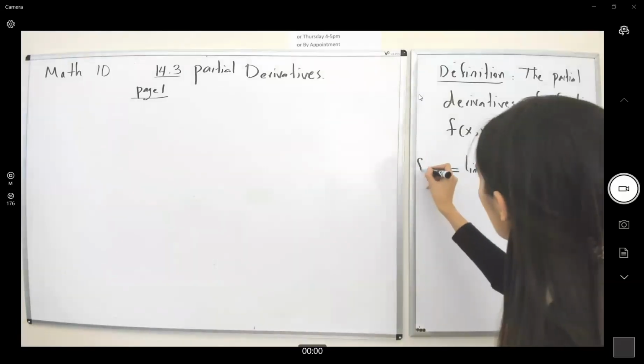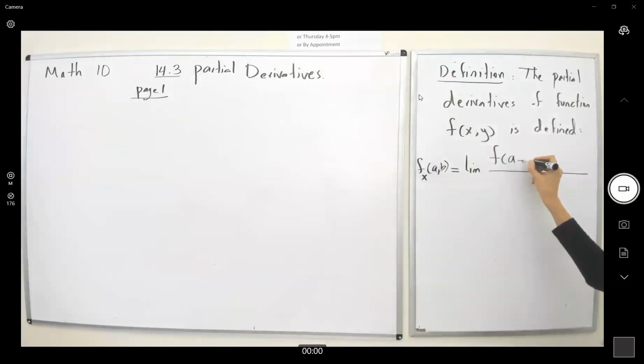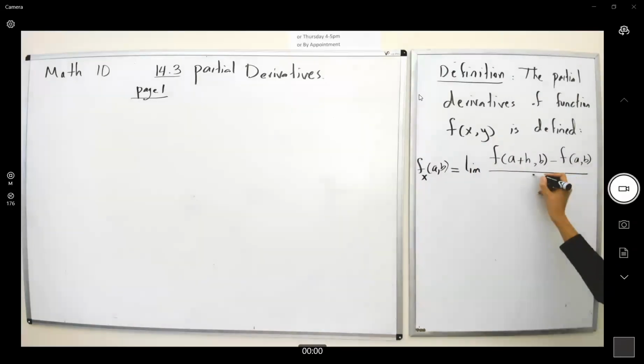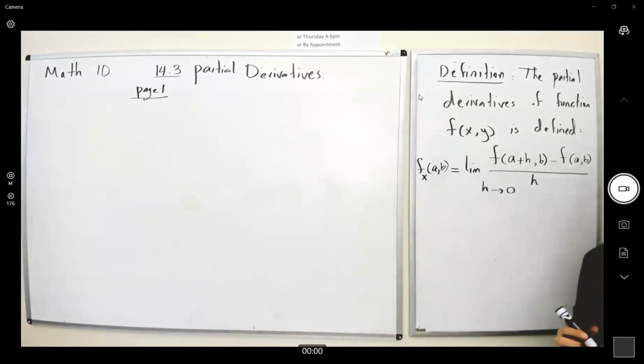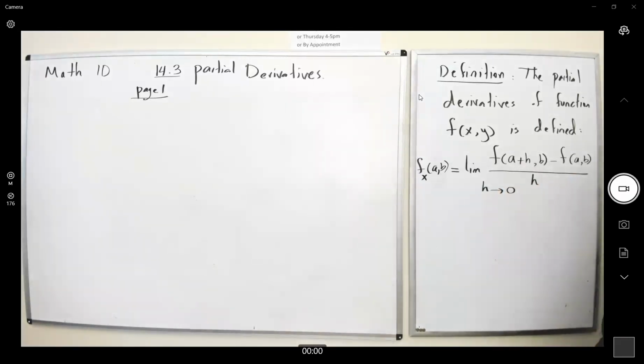So let's use f of x at a and b: the limit of f of a plus h, comma, b, minus f of a, comma, b, divided by h, while h approaches 0. If this limit exists, then you're good with the partial derivative of the function with respect to variable x. h is a variable which is very small. It's getting closer and closer to 0.